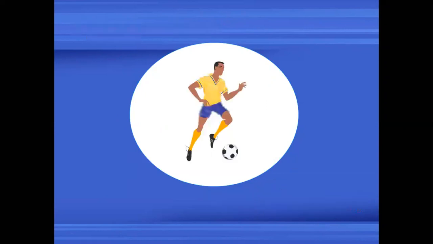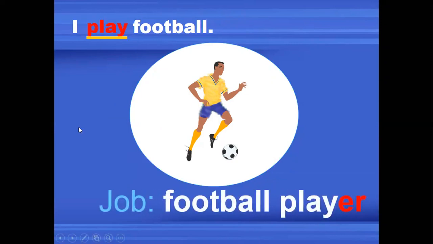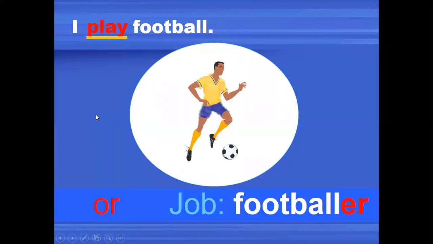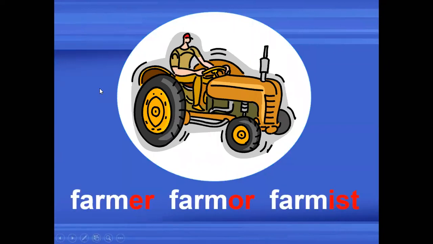Then we got, in this specific case, I play football. So the job is going to be football player, or only player, or footballer. This is another one that is very strange, the footballer. This is more British. In this case, what is the job? We need to guess by memory if it is farmer, or farmist, because there are other options too. So in this case, farmer is a farmer.